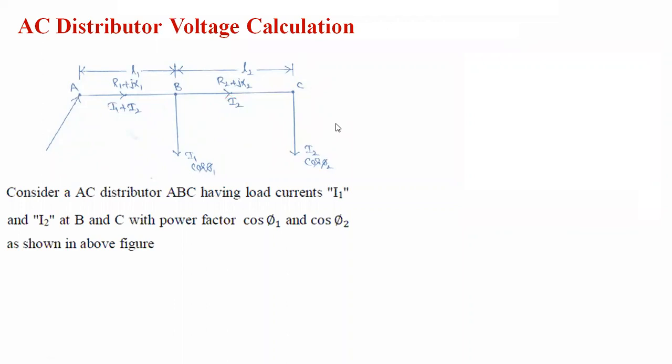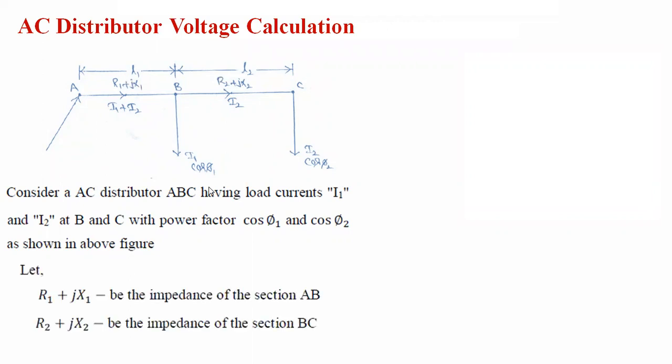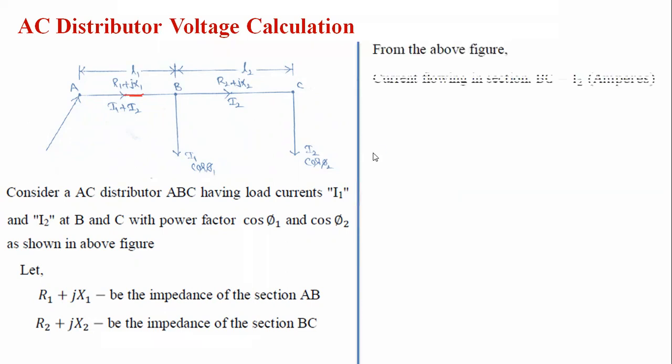Now consider the distributor ABC. The load currents at point B and point C are I1 and I2, with power factors cos φ1 and cos φ2. R1 plus jX1 is the impedance of section AB, and R2 plus jX2 is the impedance of section BC. From the diagram, what is the current flow in section BC?